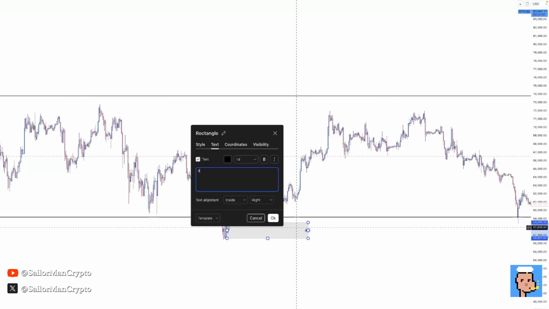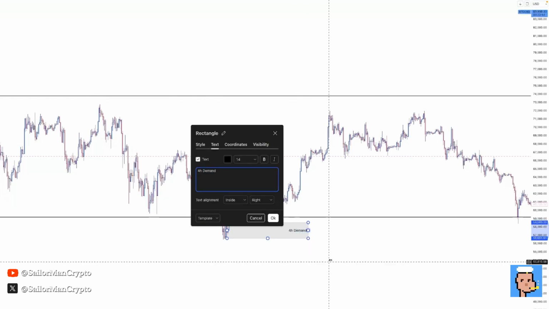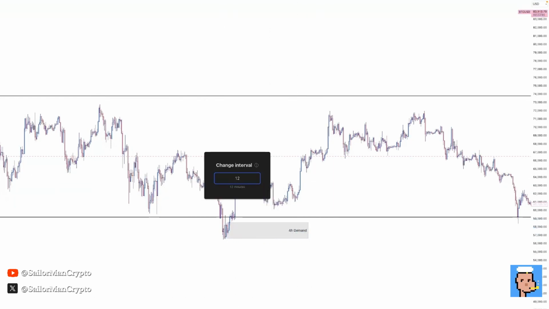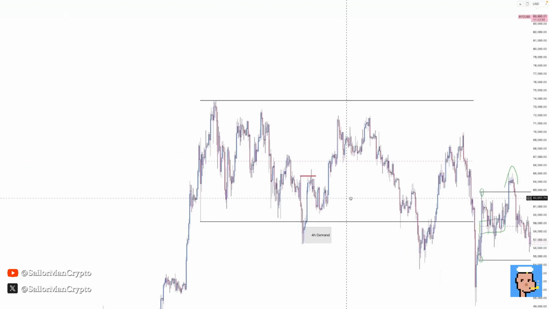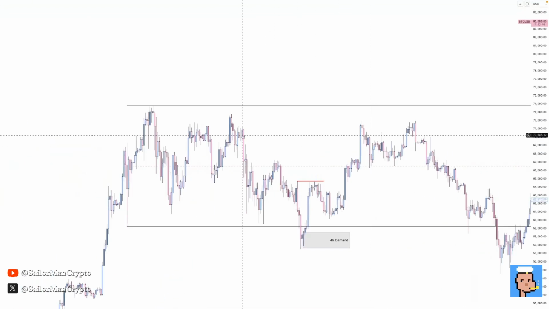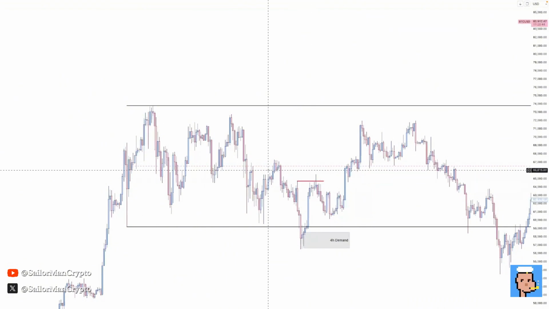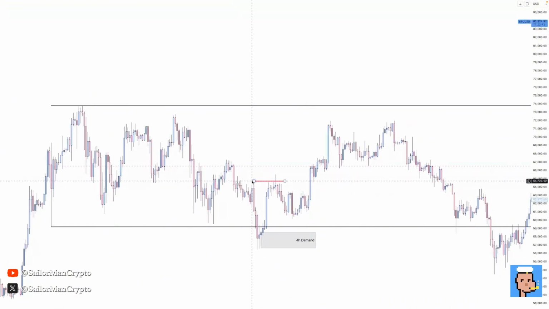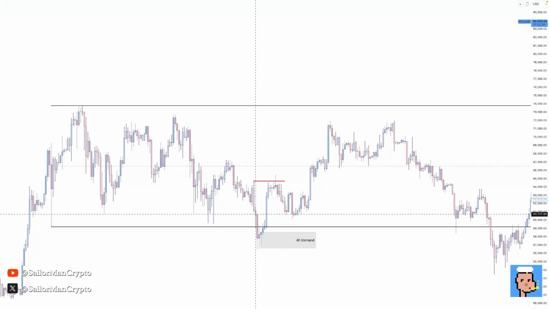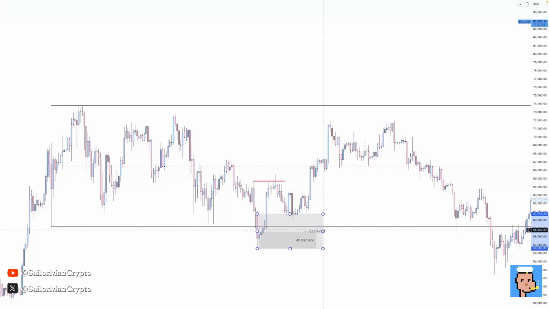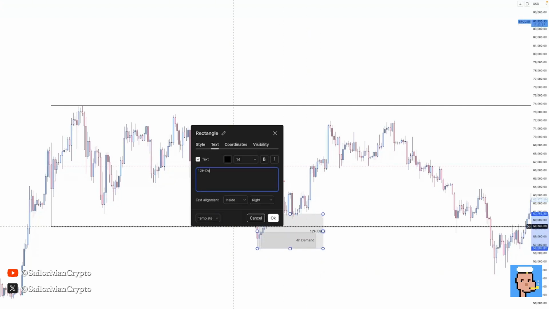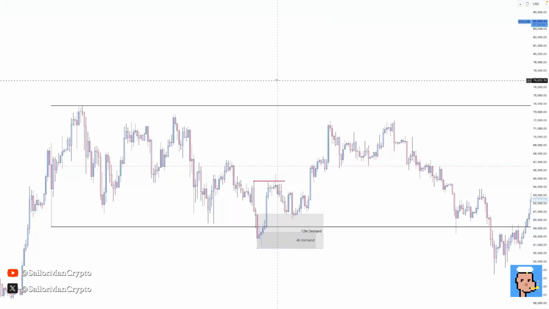This was the 4-hour demand, but in this case, as we have seen, the break of structure is also on the 12 hours, because we violated also the last lower high, higher low of the 12 hours. So in this case, we do also have a valid demand on the 12 hour that is pretty wide and gives you more room to plan your entry point.